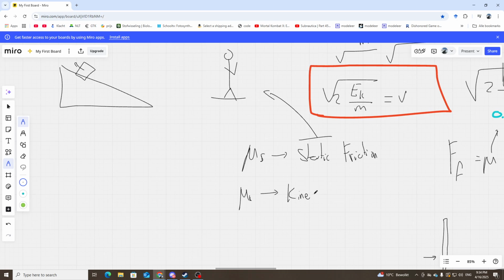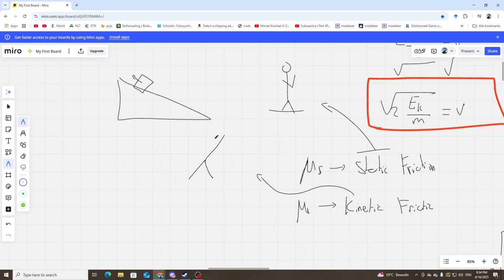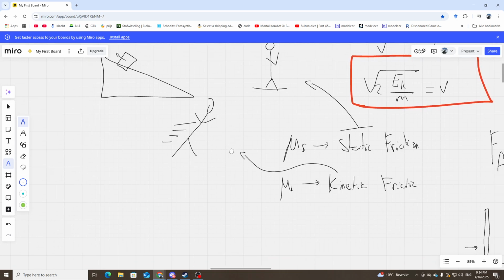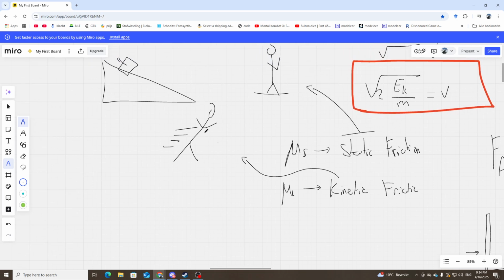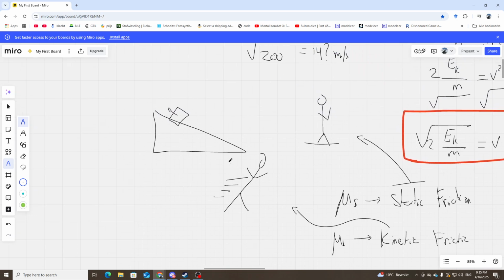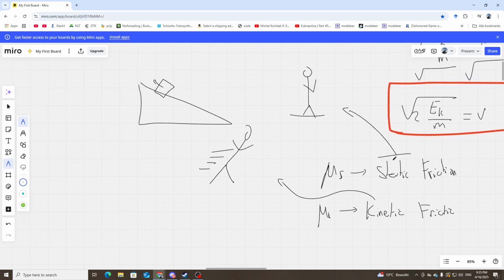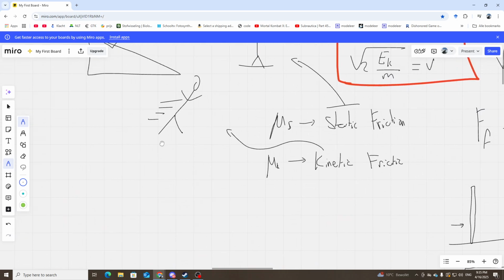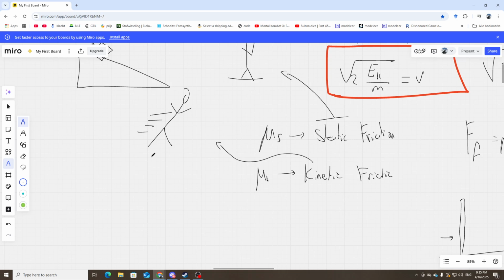And then we have kinetic friction. What does kinetic mean? Again, that means movement. So somebody that's running has kinetic friction because it is moving. So kinetic friction is friction once you started moving. Okay, so that's the two different types of friction that you should be acquainted with.